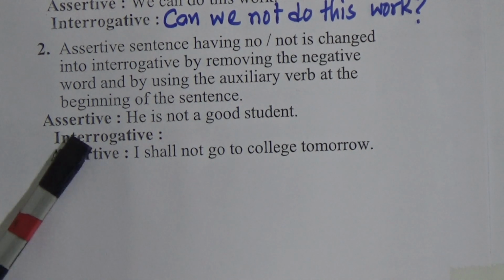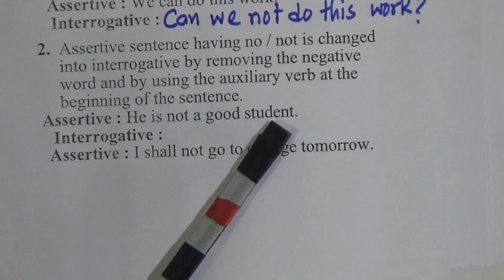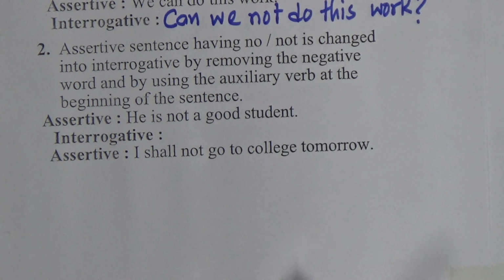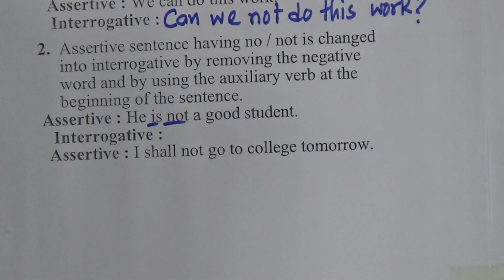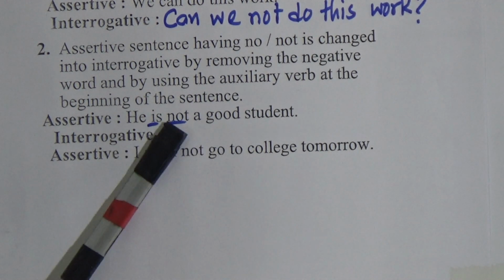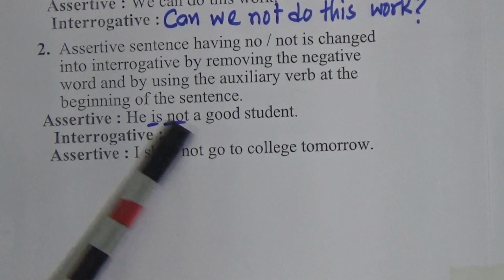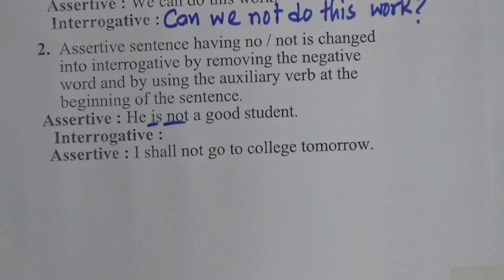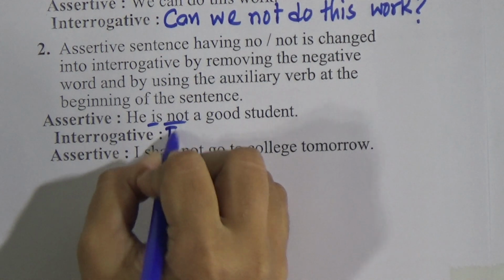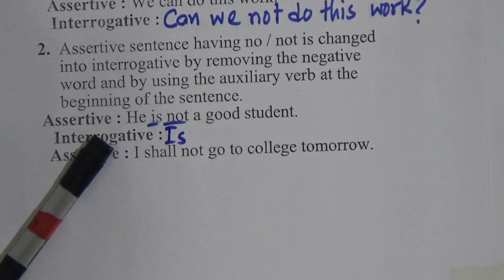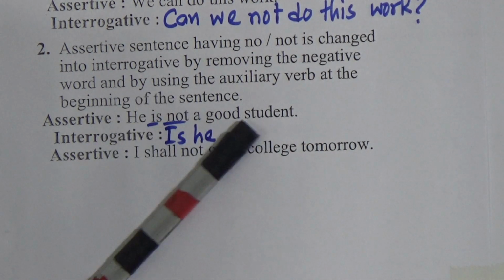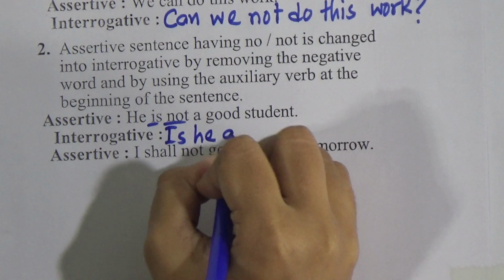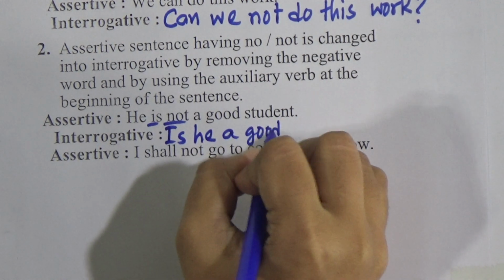Now look, He is not a good student. There is the word not, and there is also the auxiliary verb is. So in our interrogative sentence, we will remove not, and we will start our sentence with the auxiliary verb, that means is. Is, then we write our subject he, and then the rest of the sentence. Is he a good student?